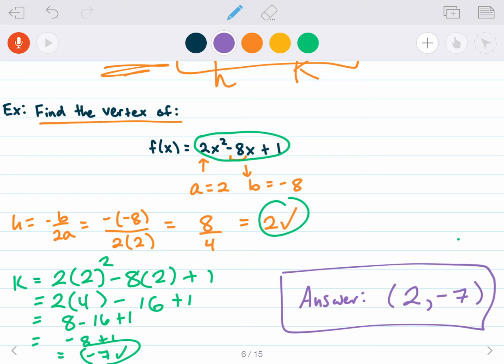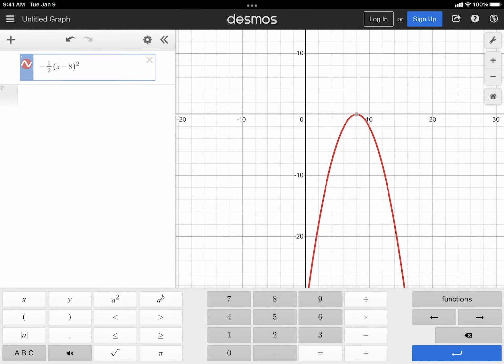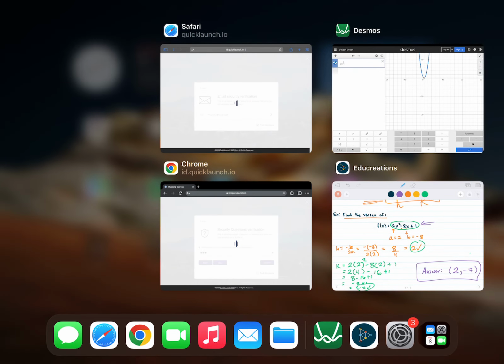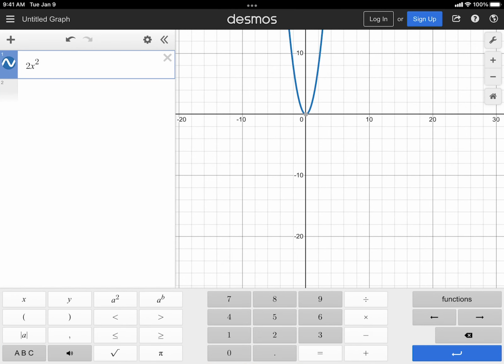How can we check this on Desmos? All we got to do is put this thing in Desmos. 2x squared minus 8x plus 1. So let's do that, just to check, because sometimes we can make mistakes. So 2x squared minus 8x plus 1.